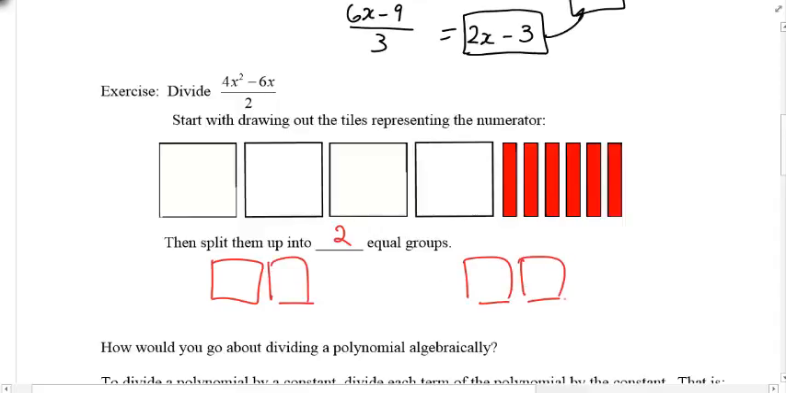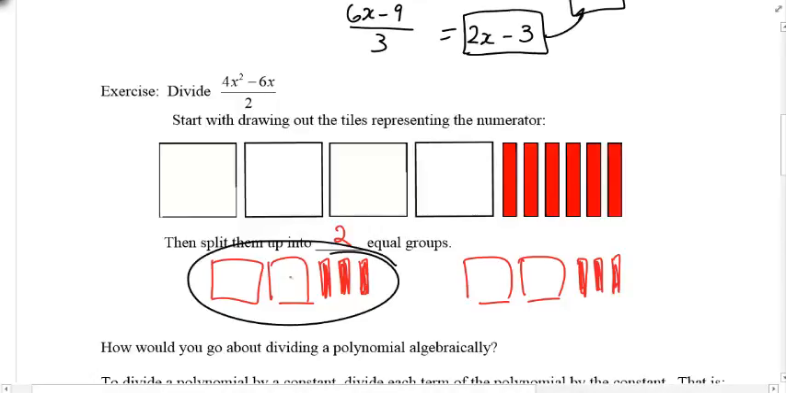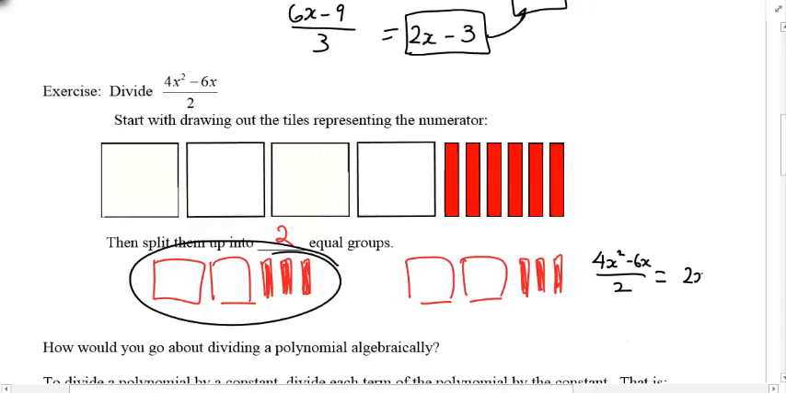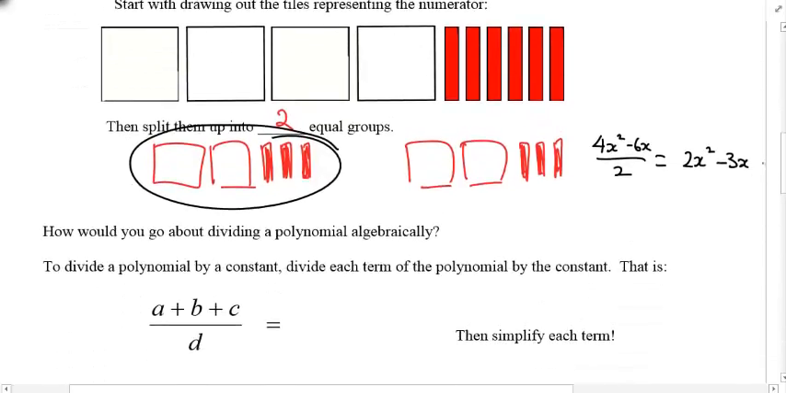I'm going to have my 6 rods. So let's distribute them. 1 rod here, another one here. That's 1, 2. Third rod here, fourth rod here. 5th rod here, 6th rod here. How much do I have in one of these groups? Yeah, 2x minus 3. So I'll say 4x squared minus 6x divided by 2 gives us an answer of 2x squared minus 3x. So once again, I'm not going to ask you to always draw the pictures, but I do want you to know how you can go about dividing a polynomial algebraically.